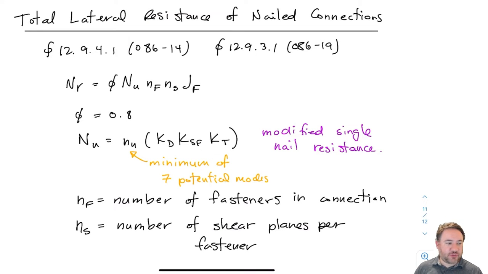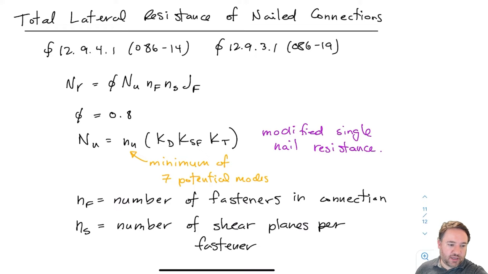I'm Jeff Orochko from Carleton University, and in this video we're going to continue to talk about strength, lateral resistance of nailed connections. In the previous videos we looked at the geometry and the spacing requirements, and then in the second video we looked at what is the strength for just one individual nail in a connection in shear. And now we're going to look at how do we build up for a full connection, what is the total strength of a nailed connection.